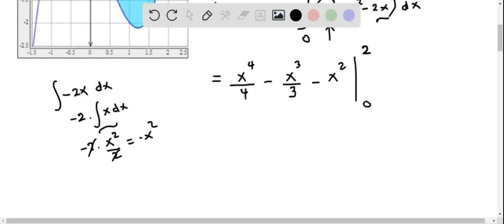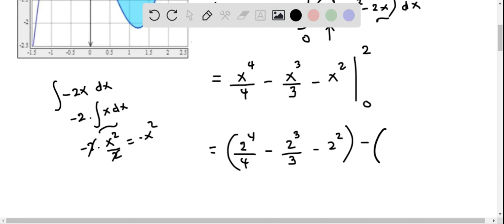So now let's replace the upper limit. That is, we replace the x by the upper limit. So when we do that, we get 2 to the power 4 divided by 4 minus 2 cubed divided by 3 minus 2 squared. Now we have to put minus and replace the x by the lower limit, which is 0. So when we replace x by 0, all the terms are going to be 0. So finally we get only 0 here.